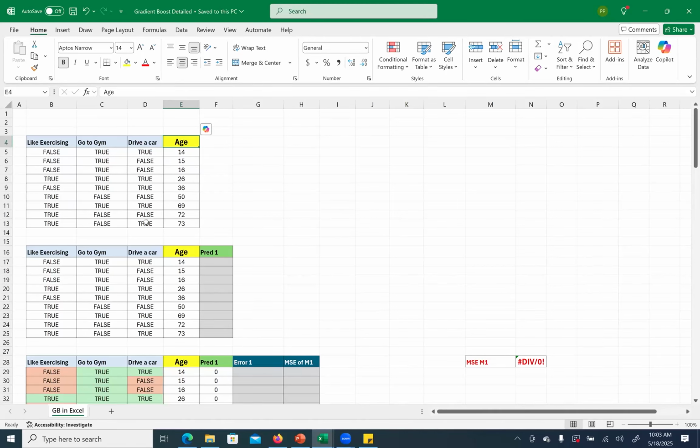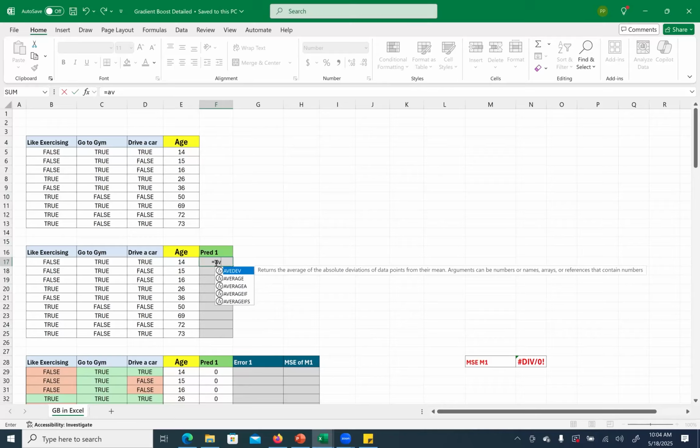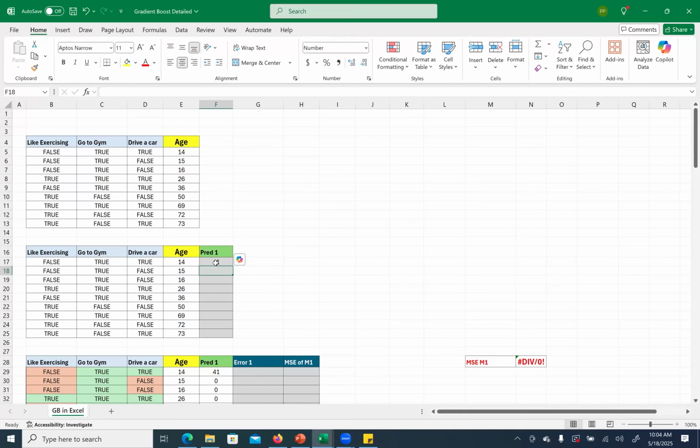Here in gradient boost, it is a little different. Our first model is nothing but an average model. That is the most basic model, without using any variable. So what we will do is take an average of this column, and that will become my first model.